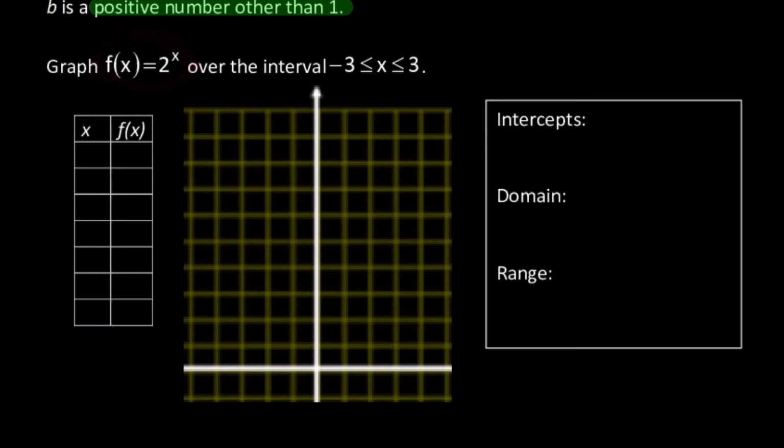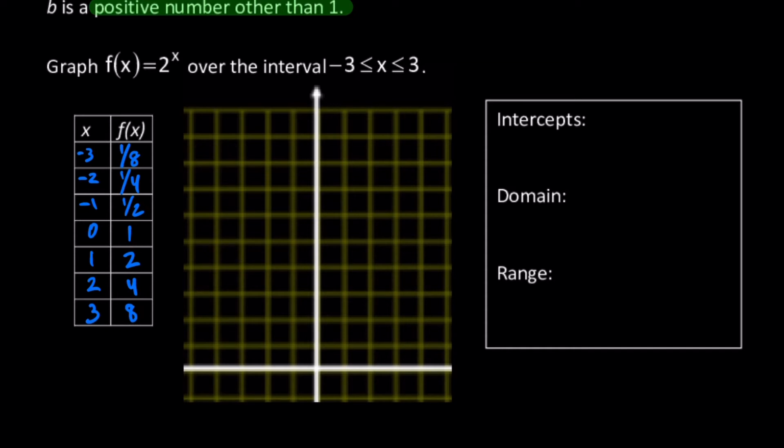x, let's think of all our powers of 2, over this interval of negative 3 to 3. So let's start here: negative 3, negative 2, negative 1, 0, 1, 2, 3. So remember what the negative exponent does. It takes the reciprocal of our base. So 2 to the negative 3 power is 1 over 2 cubed, or 1/8. 2 to the negative 2 is 1 over 4. 2 to the negative 1 is 1 over 2. Anything to the 0 power is 1. 2 to the first power is 2. 2 squared is 4. 2 cubed is 8.